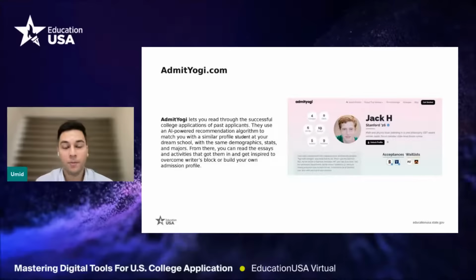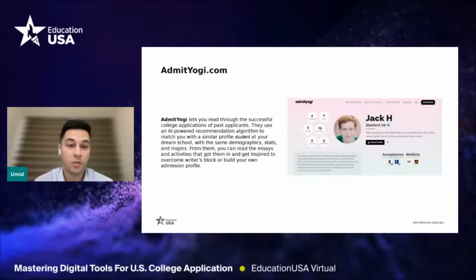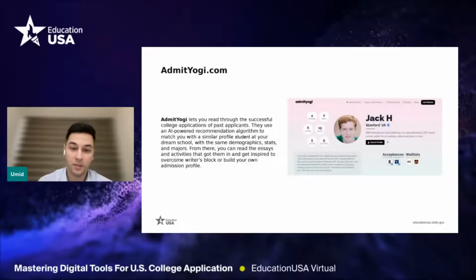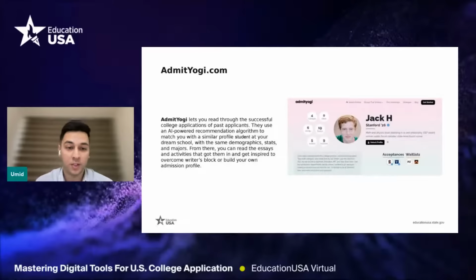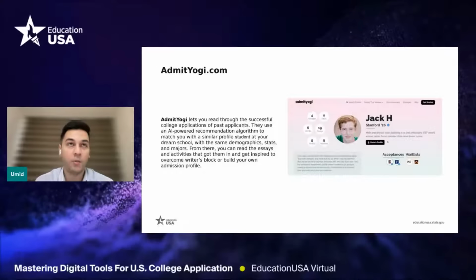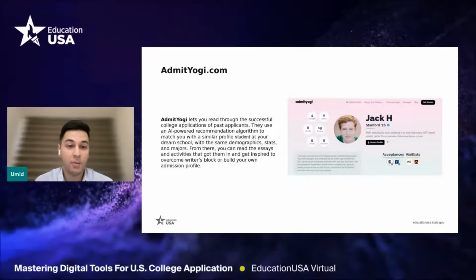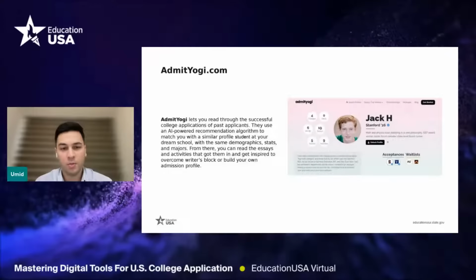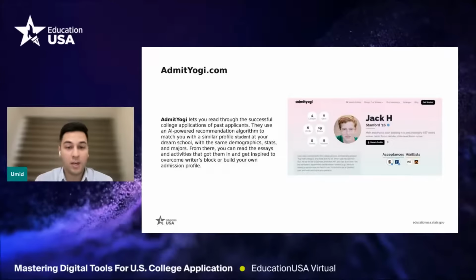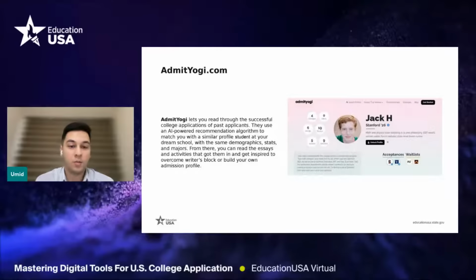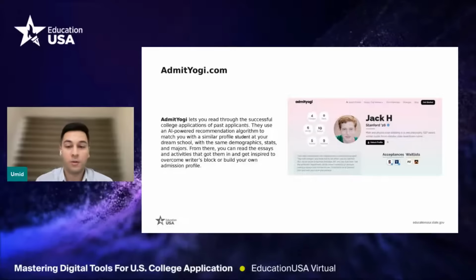So the first tool that I'm going to recommend is admityogi.com. This is how it looks. AdmitYogi lets you read through the successful college applications of past applicants. They use an AI-powered recommendation algorithm to match you with a similar-profile student at your dream school with the same demographic, stats, and majors. From there, you can read the essays and activities that got them in and get inspired to overcome writer's block or build your own admission profile.